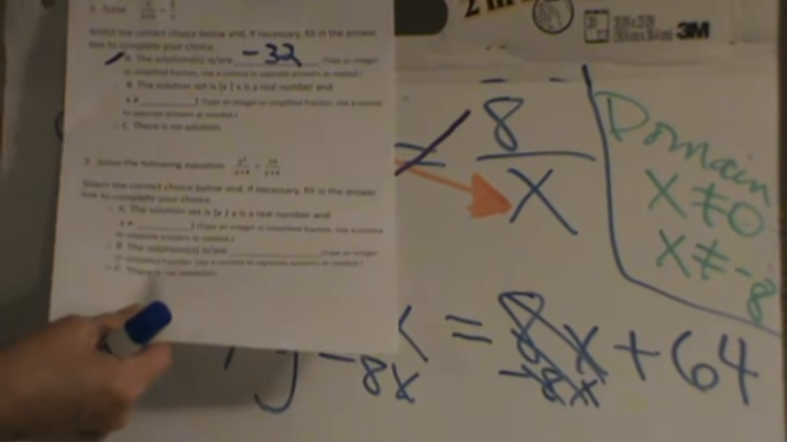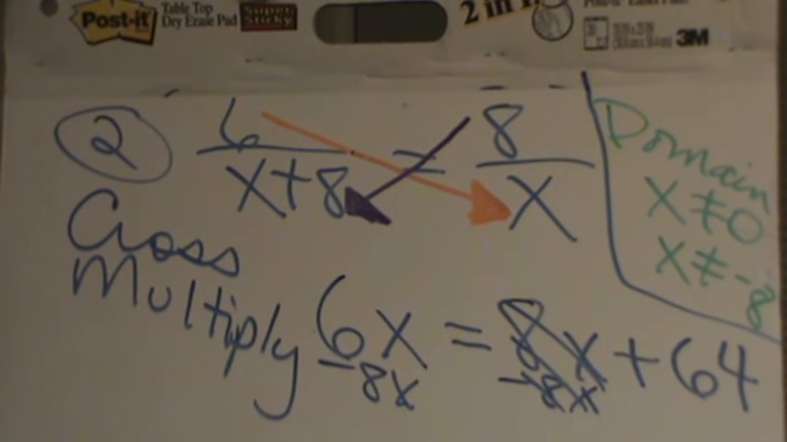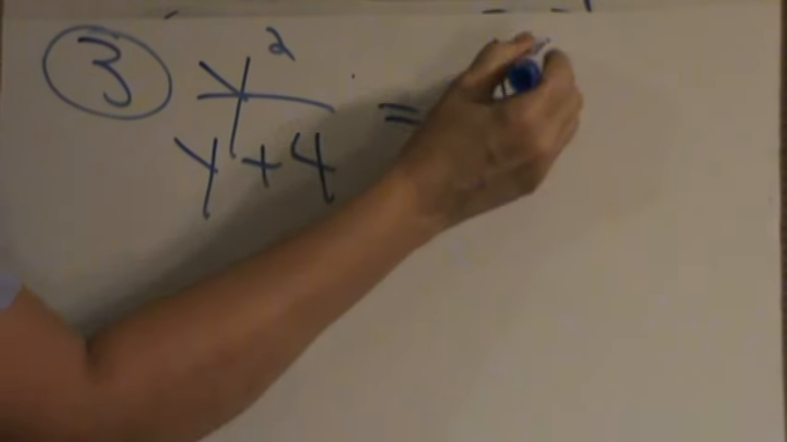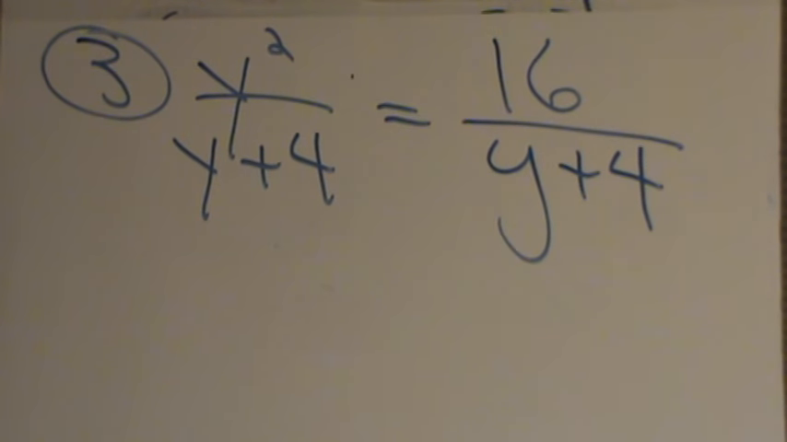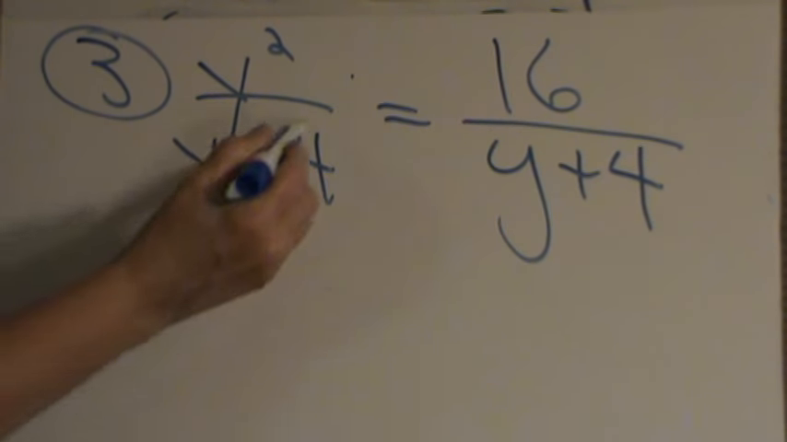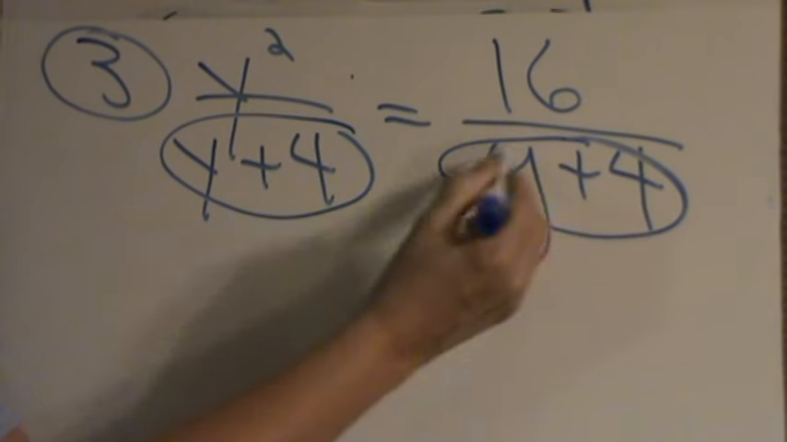Which brings us to problem 3. And it looks to me like it's another cross multiplying. y squared over y plus 4 equals 16 over y plus 4. Oh no, this one's even easier. We don't even have to cross multiply. These already have a common denominator. Do you see that?